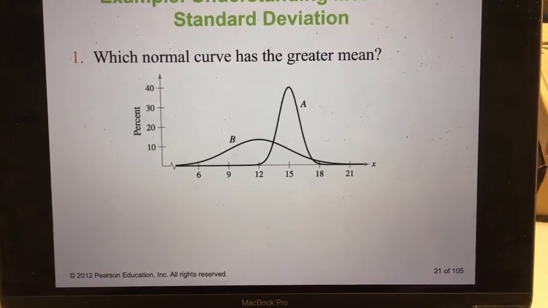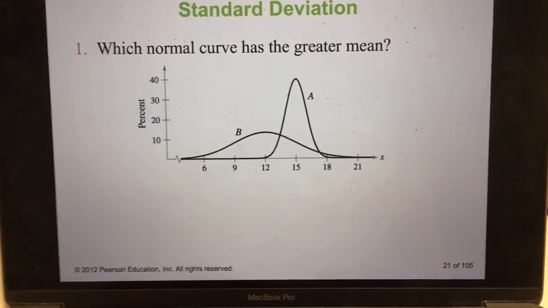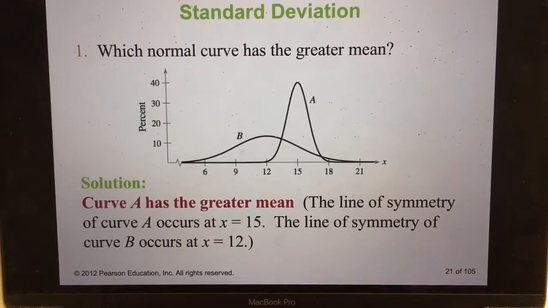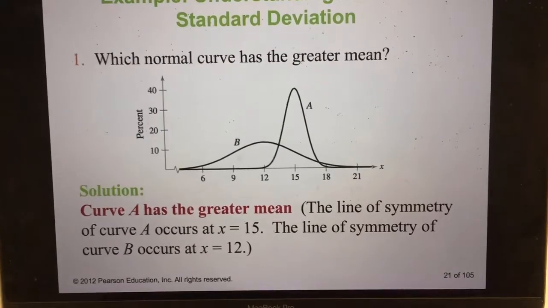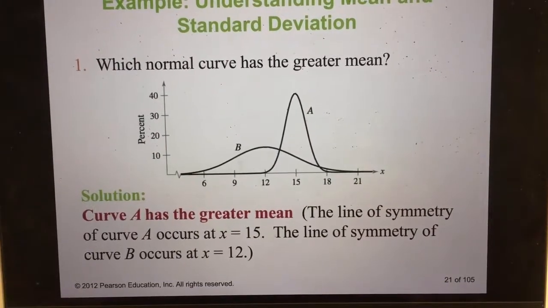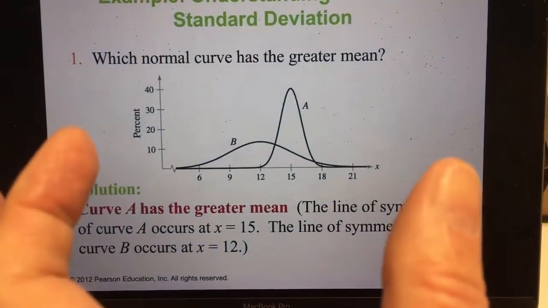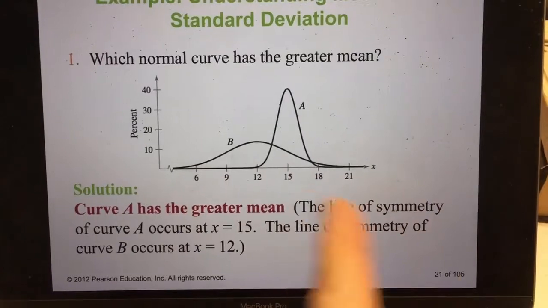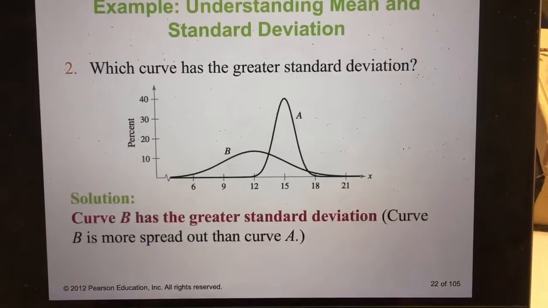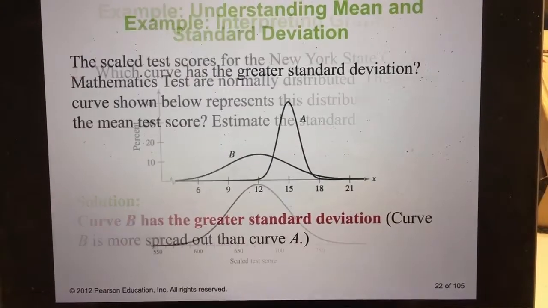Which normal curve has the greater mean? Now, the mean is the center of the data, so A has the greater mean because it is farther to the right. Curve A has the greater mean. Which one would have the greater standard deviation? The greater standard deviation would be B because it's more spread, and a wider standard deviation is more spread. So A has a smaller standard deviation. Greater standard deviation, that would be B, and curve A has a smaller standard deviation.